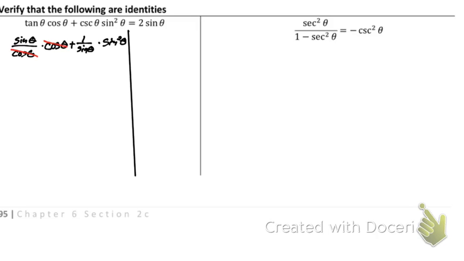Here I have sine squared divided by sine, which will cancel out that bottom sine squared and turn that into just sine theta on top. And we'll be left with sine theta plus sine theta. I have 2 sine theta, so that's just going to be 2 sine theta. Well, that's exactly what I had on this side.